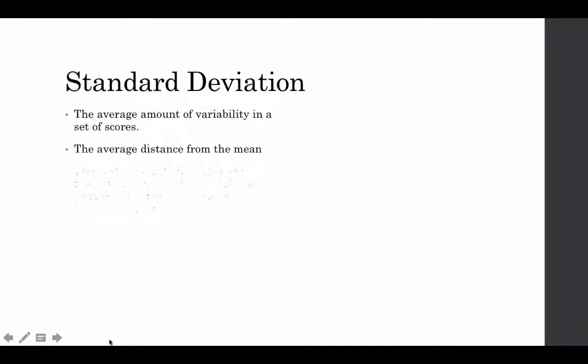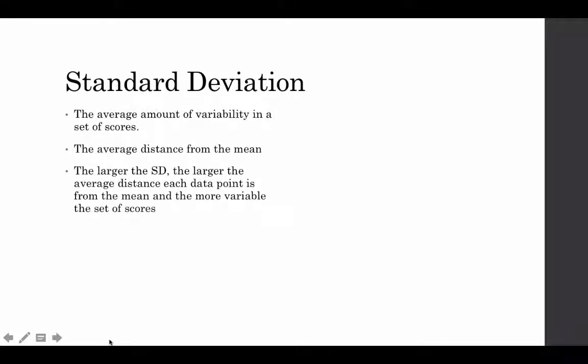Now, standard deviation. Standard deviation we will use as we move forward for various calculations, but right now, kind of getting into dusting off the cobwebs, remembering what that is. It's basically the average amount of variability in a set of scores. The average distance from the mean, and the larger the standard deviation, the larger the average distance each data point is from the mean. This is going to become very important later on.